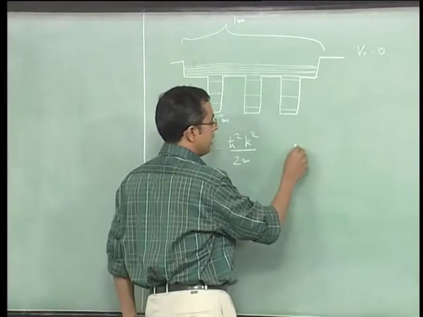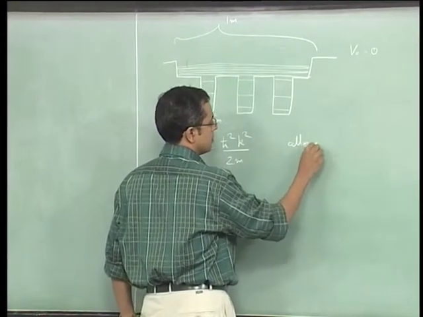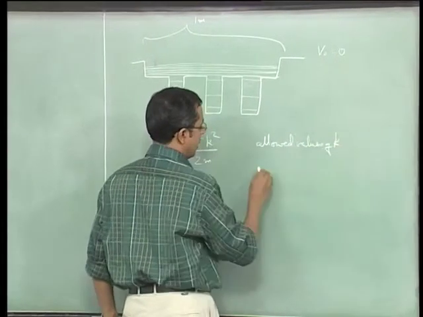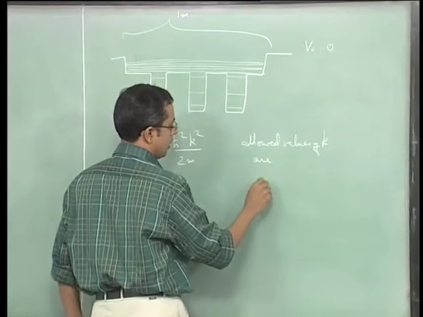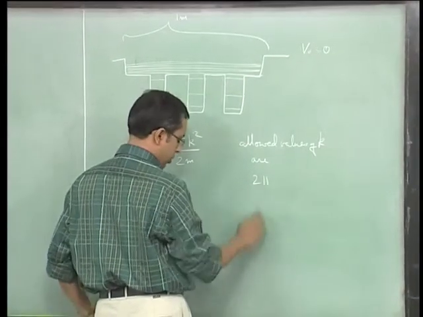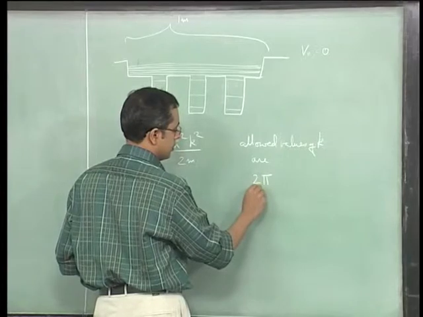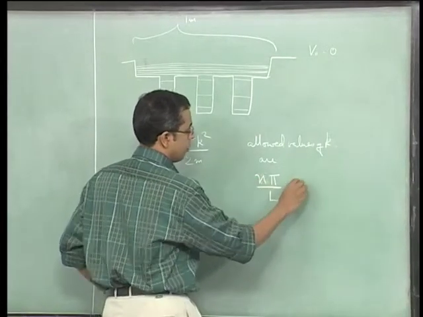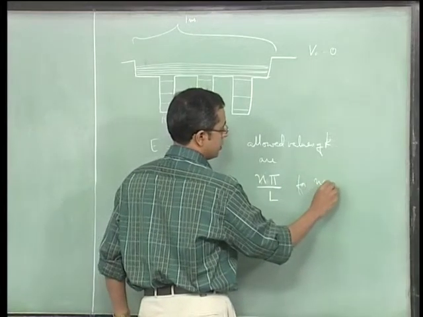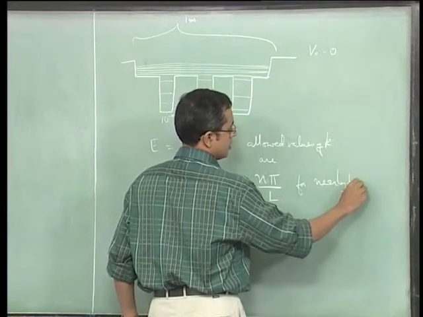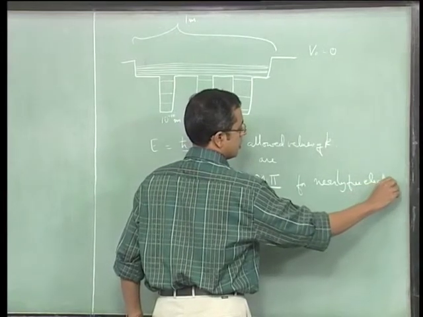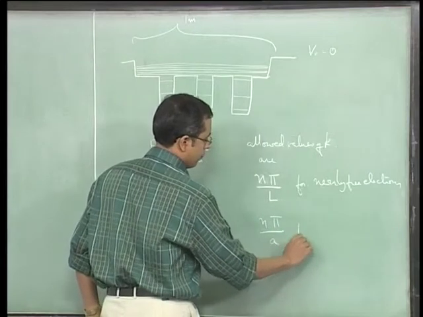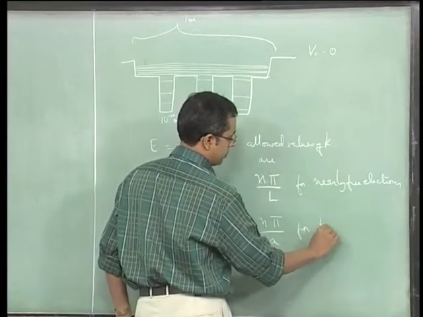Now, the allowed values of k are, I am sorry, are n pi by L for nearly free electrons and n pi by A for bound electrons.